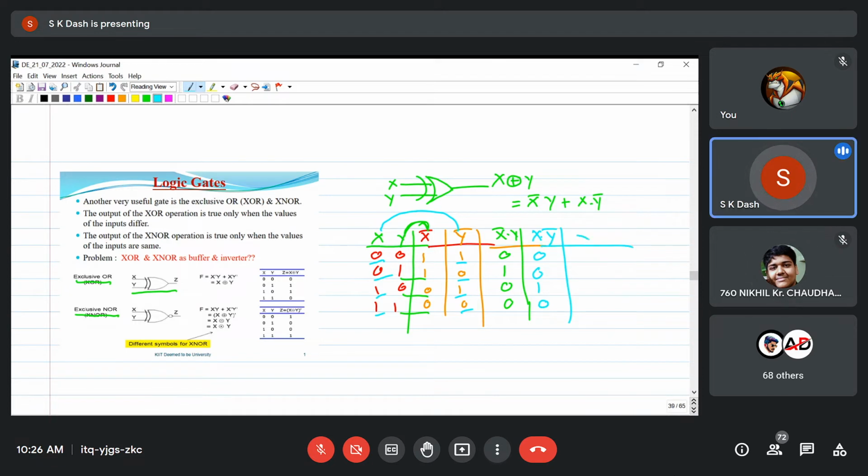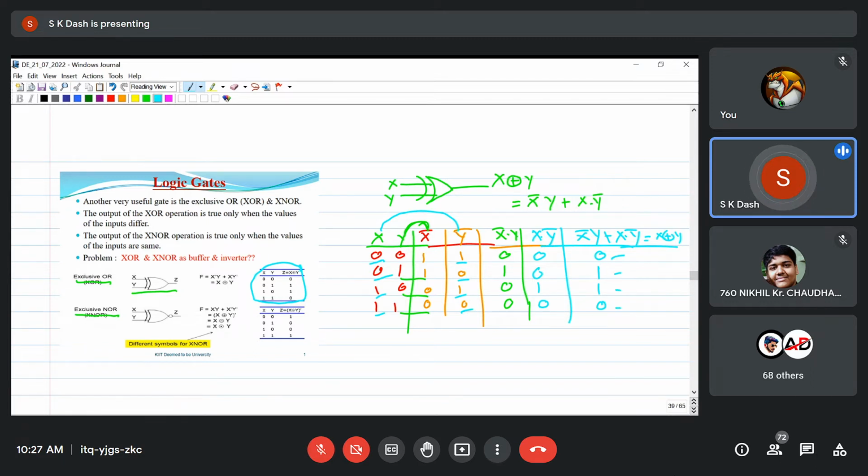Then we need to add them, x bar y plus x dot y bar, which is nothing but x XOR y. Okay, so what happens if you add this: 0 plus 0 is 0, 1 plus 0 is 1, 0 plus 1 is 1, 0 plus 0 is 0. So if I remove all this, you can concentrate on this table now. Finally we got this as output: 0 1 1 0.